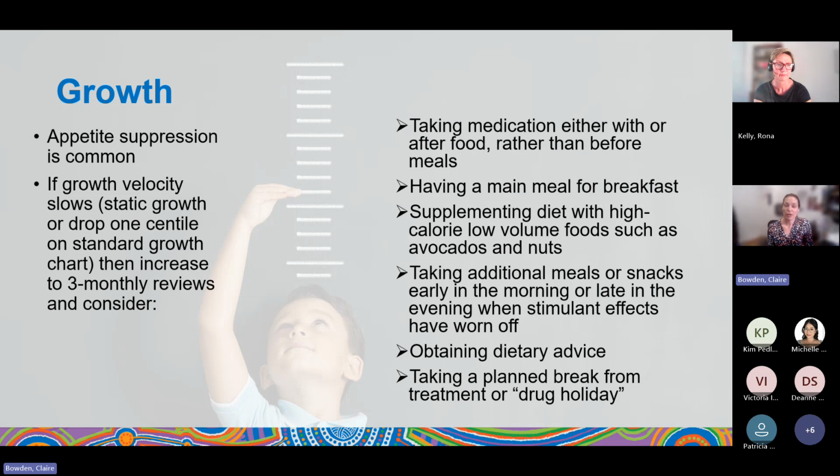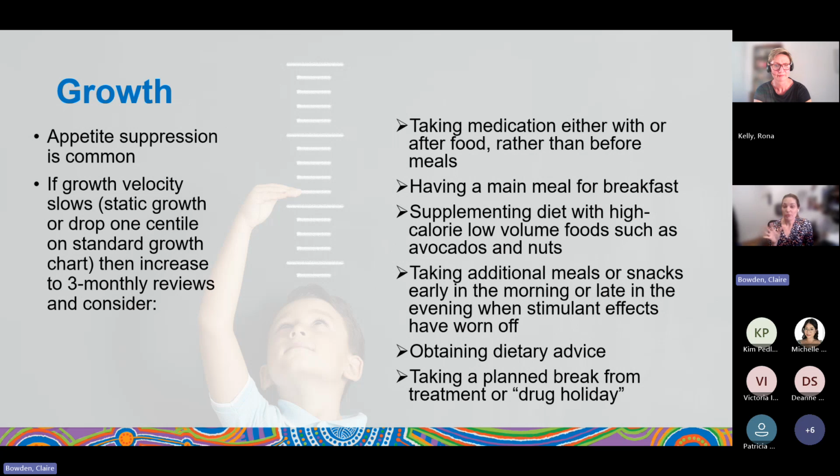And so that might include taking the medication either with or after food rather than before meals, because as Rona mentioned, if it gets into that kind of star area, then the appetite really isn't there for the child. Having a main meal for breakfast, so buffing up your main meals, your breakfast, with proteins and things. Supplementing the diet with low volume but high calorie foods, so nuts and trail mixes and avocados and things like that is really important.